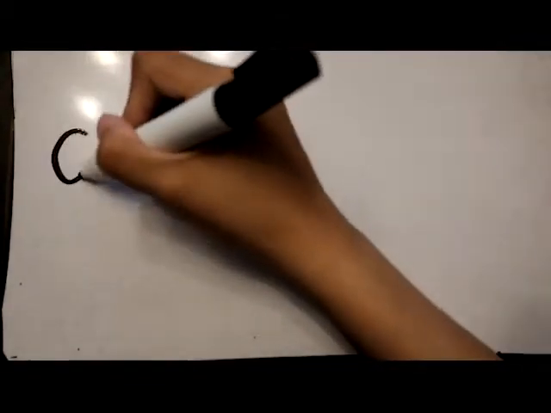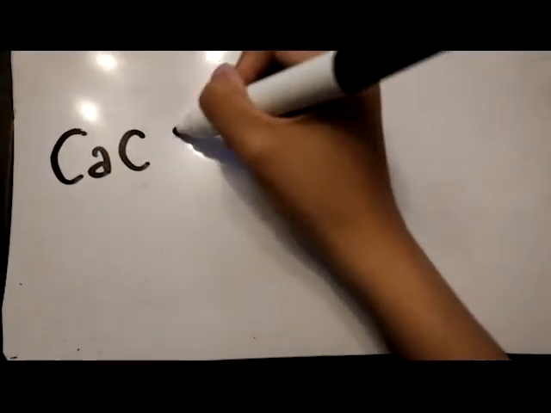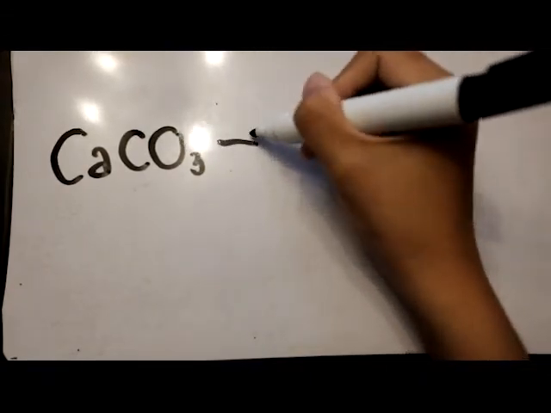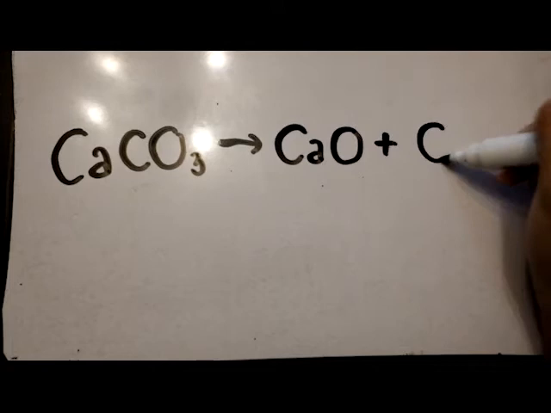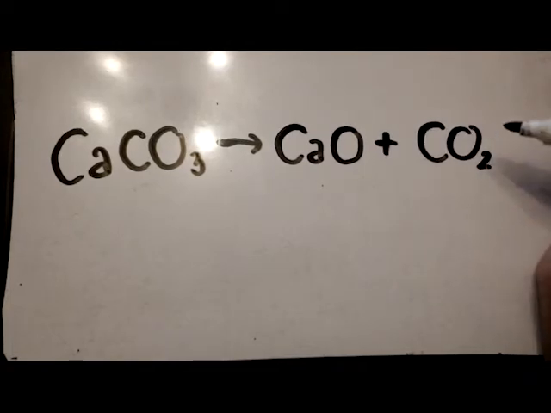the third case is carbonates resulting in oxides plus carbon dioxide. For example, calcium carbonate resulting in calcium oxide plus carbon dioxide. The equation is already balanced.